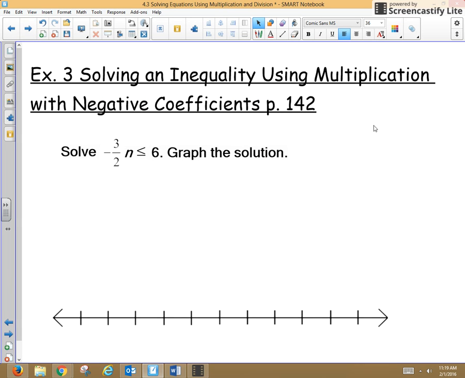Example 3 is solving an inequality using multiplication with a negative coefficient. So here we have negative 3 over 2 times n. Our coefficient is the negative 3 over 2. And this is less than or equal to 6. So I'm going to rewrite it over here.